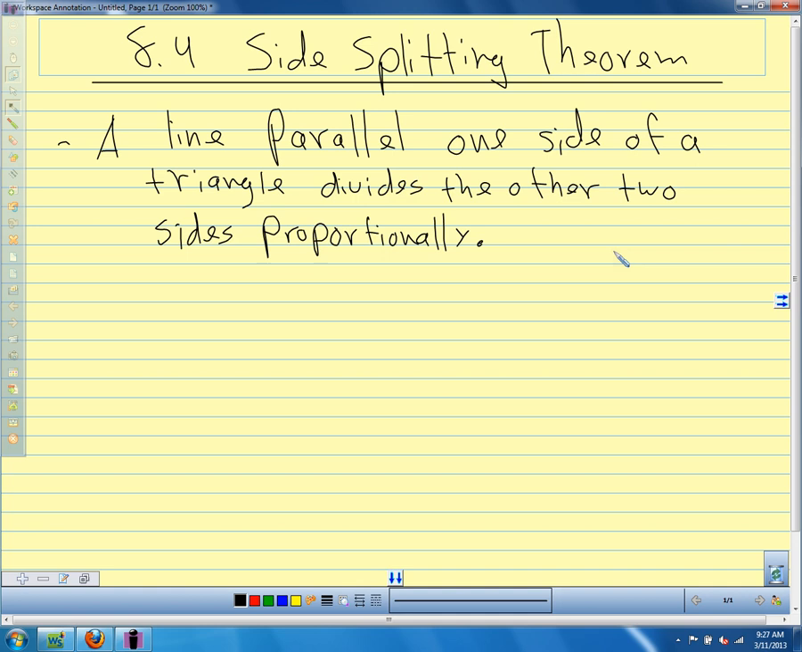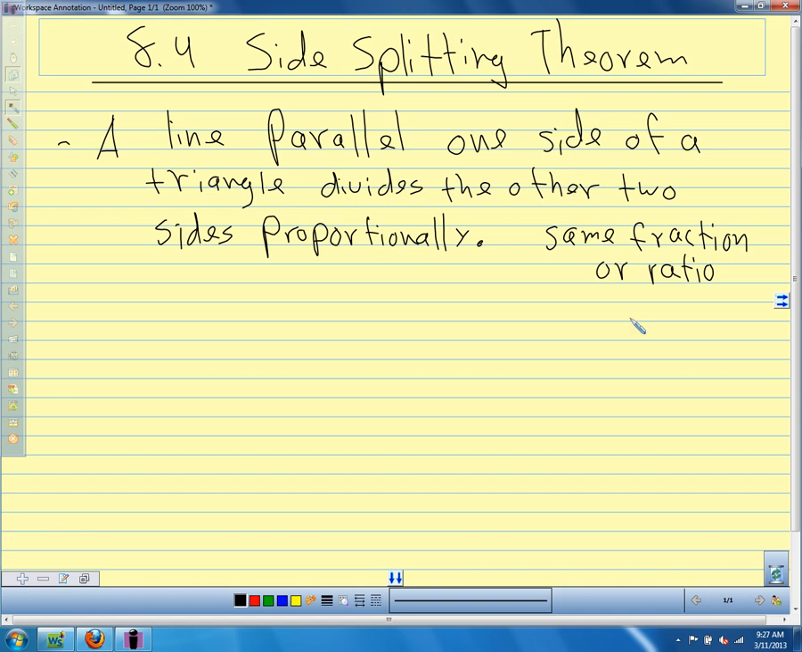So the first thing we want to do, let's remember when we say it's divided proportionally, what do we mean? Do you remember, Remy? When we say we're dividing something proportionally? It's like the same fraction. Perfect. So proportionally means same fraction or ratio. So proportionally means we have the same fraction or same ratio.